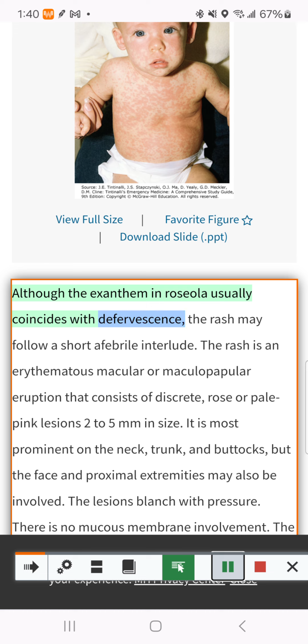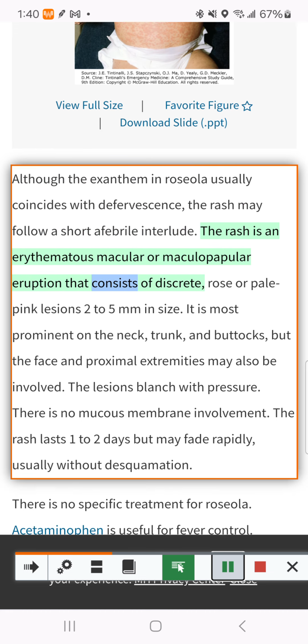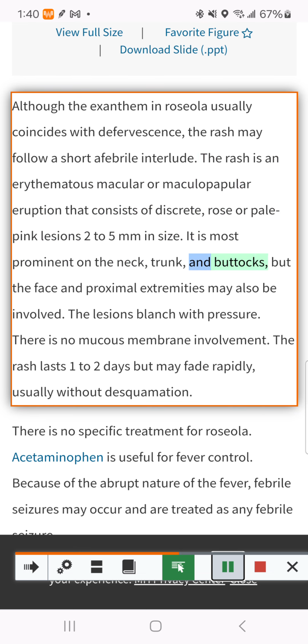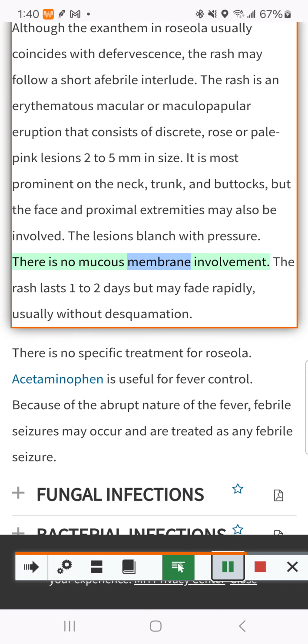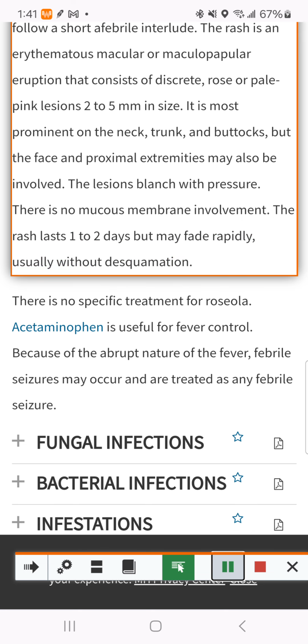Although the exanthem in roseola usually coincides with defervescence, the rash may follow a short afebrile interlude. The rash is an erythematous macular or maculopapular eruption that consists of discrete, rose or pale pink lesions 2 to 5 mm in size. It is most prominent on the neck, trunk, and buttocks, but the face and proximal extremities may also be involved. The lesions blanch with pressure. There is no mucous membrane involvement. The rash lasts 1 to 2 days but may fade rapidly, usually without desquamation.